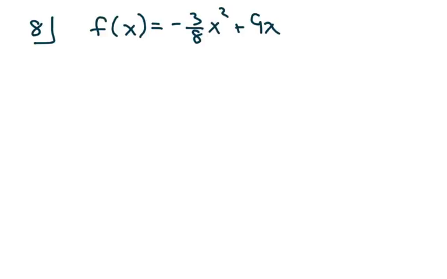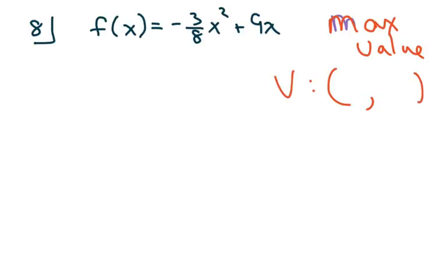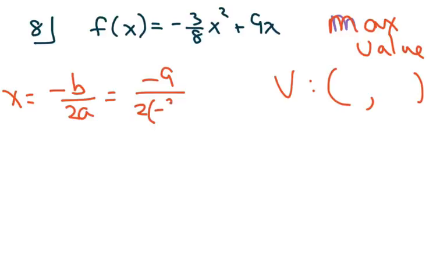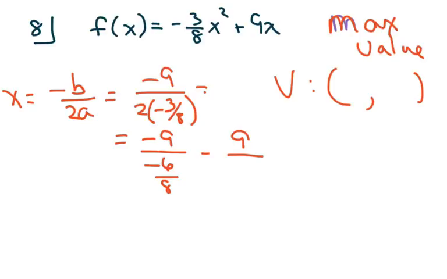Okay, this one it's getting a little harder. These fractions. This is going to have a maximum value, and we need to find where that occurs, which is at the vertex. So x equals negative b over 2a, which is negative 9 over 2 times negative 3/8. So this equals negative 9 over negative 6/8, which two negatives make a positive, so this is going to be 9 over 3/4.